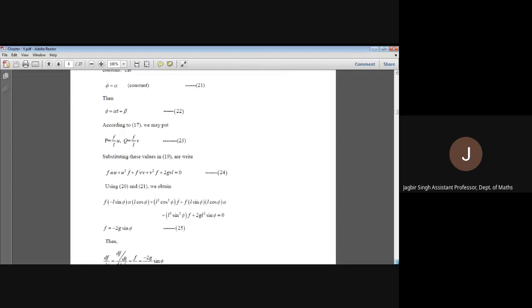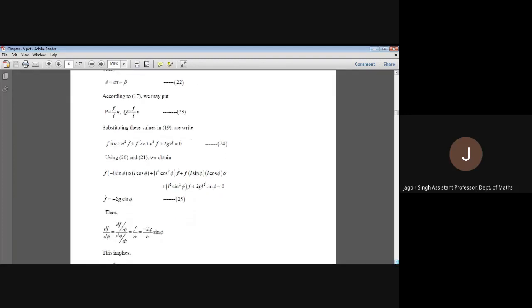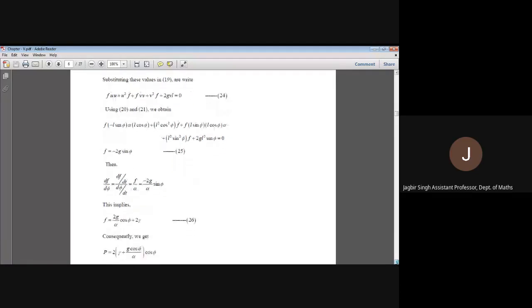This is F dot. It means now dF by d phi will be dF by dt upon d phi by dt. dF by dt is minus 2G sin phi and d phi by dt is alpha. So dF by d phi will be equal to minus 2G upon alpha sin phi. Multiplying both sides by d phi and then integrating, we will have F is equal to 2G by alpha cos phi plus 2 gamma. This is the F that we said would be discussed later on.